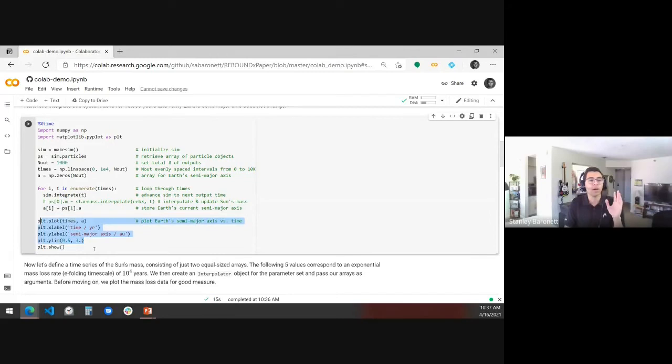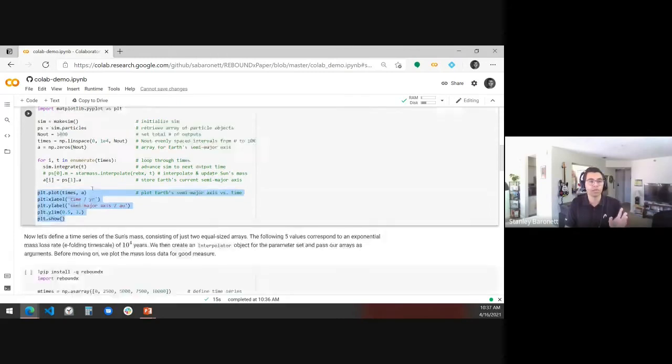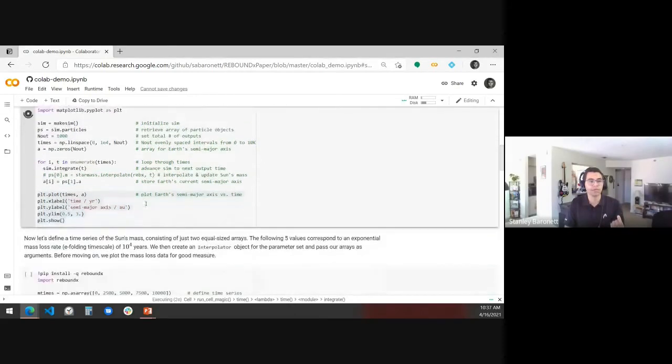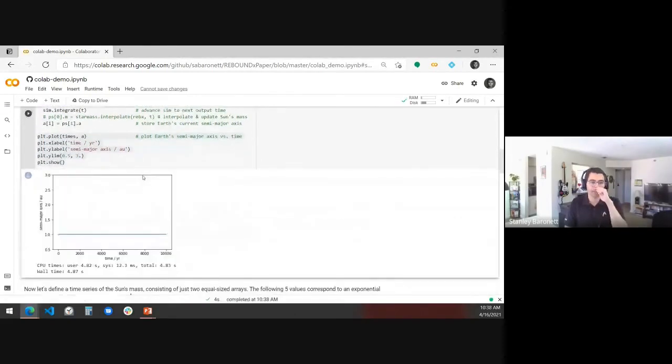And then finally, we can plot this data once we have it. So we can click play here, and it'll run the code, and it only takes a couple of seconds, and we'll see a plot show up at the bottom. We can see right there, it took less than 5 seconds. And unsurprisingly, nothing much happens. The Earth's semi-major axis stays at 1 AU for the entirety of 10,000 years.